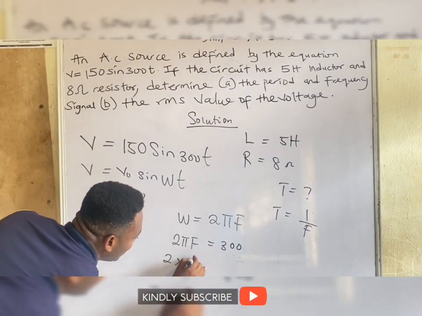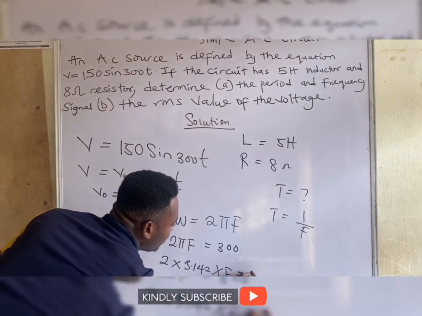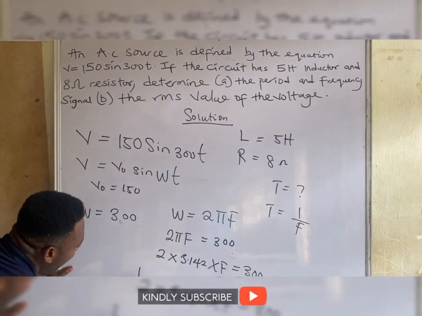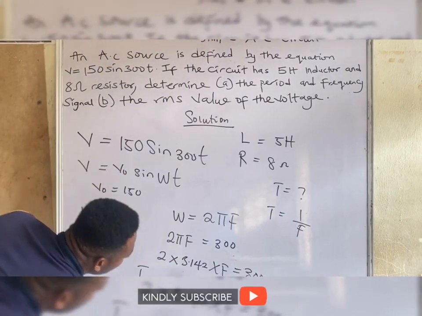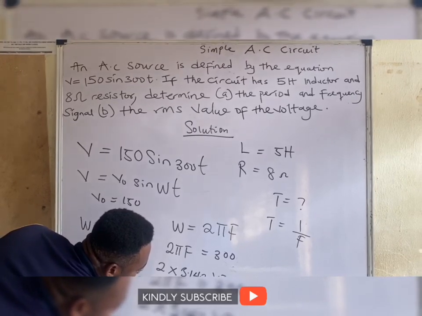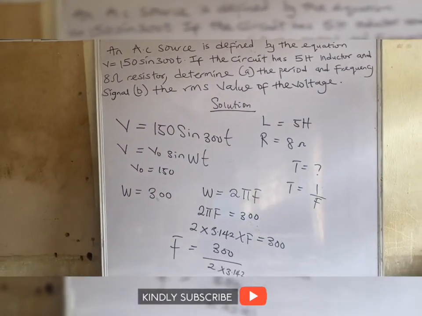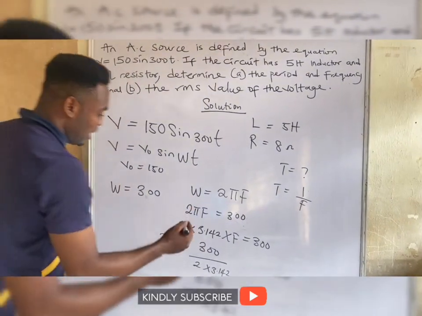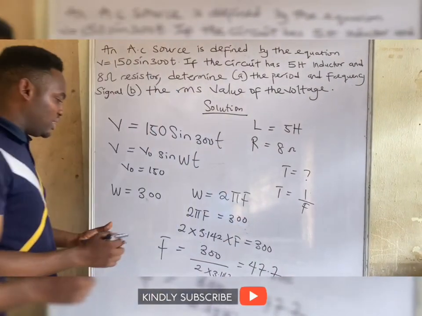2 times 3.142 times F will be equal to what? 300. So that F becomes this side divided by everything here, 300 divided by 2 times 3.142. And if I grab my calculator and punch it, the answer is supposed to be 47.7, but let's punch the calculator.